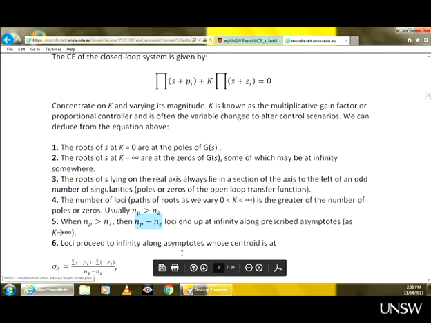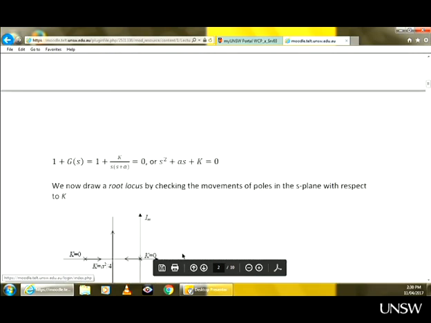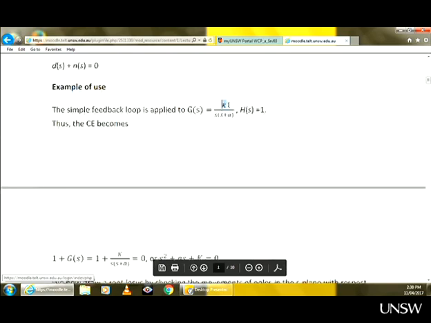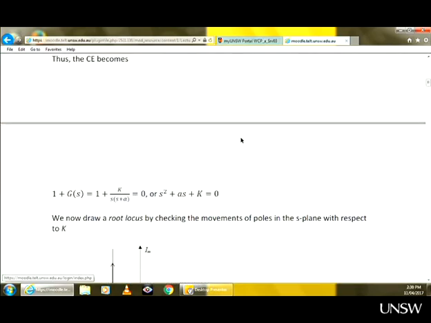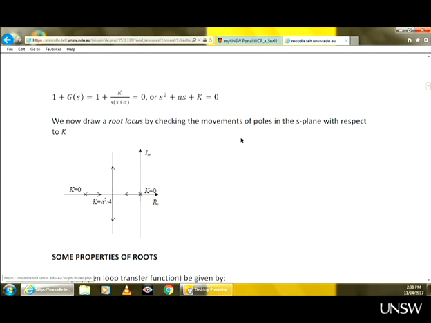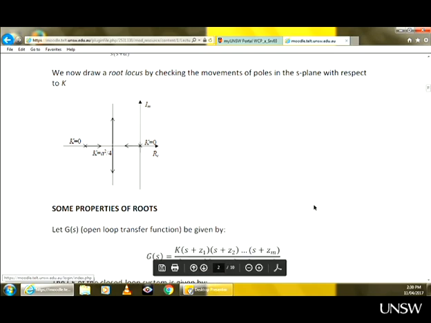Back here, no zeros, 2 poles, 2 minus 0 is 2. So both of those branches will end up at infinity. This one goes to infinity, the other one goes to infinity. They normally follow some asymptotes when they go to infinity. But in this case, this line is not only asymptote, this line is actually the root locus. So is the other line down here.